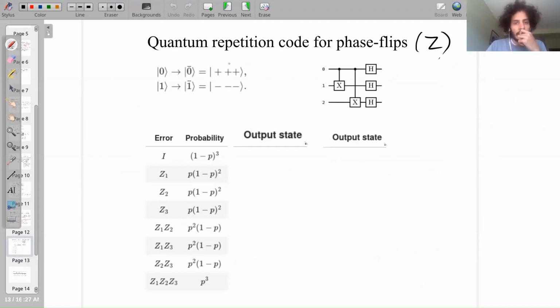So now we have a code that is only going to correct Z errors and it's not going to correct X errors. The way this works is that if Alice wants to send 0, what she will instead send is the state plus plus plus, and if she wants to send 1, she'll send minus minus minus, right? I'm sure everybody remembers that plus is equal to 0 plus 1 over square root of 2, and minus is equal to 0 minus 1 over square root of 2.